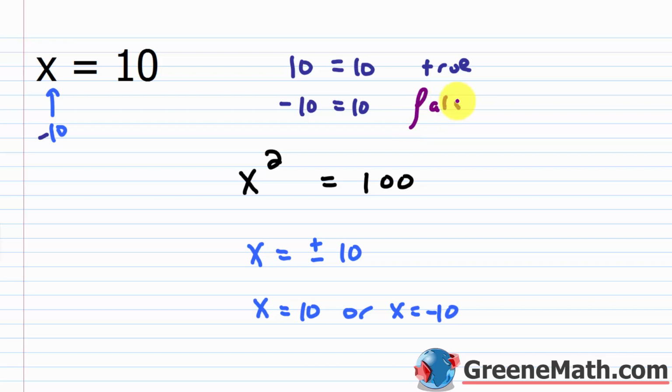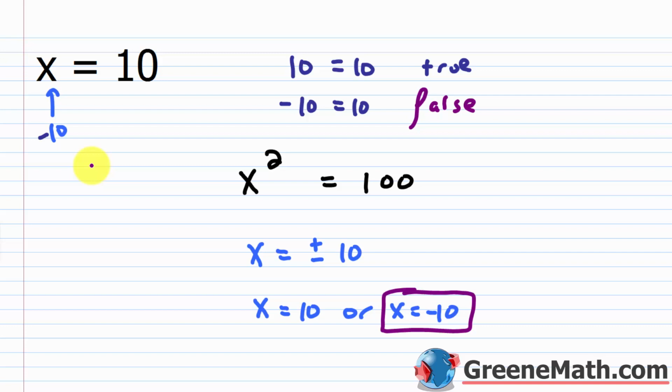Okay, this is false. So what happens here is that when we squared both sides, we lost a little bit of information. We don't know whether it was 10 that was squared or negative 10 that was squared, because 10 squared is 100, but also negative 10 squared is 100. So we don't know which was squared. So this guy right here, this x equals negative 10, is an extraneous solution. That's what we call a solution to a new equation that was formed that doesn't work in the original. So that guy is extraneous.